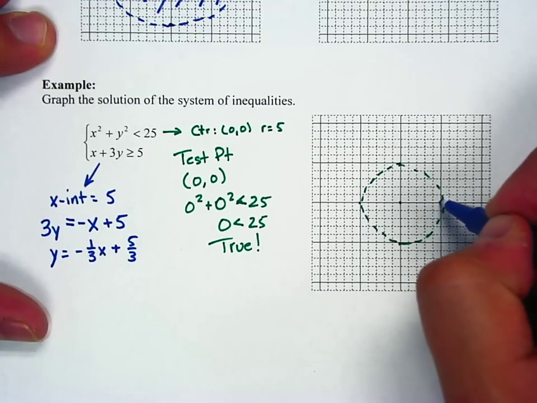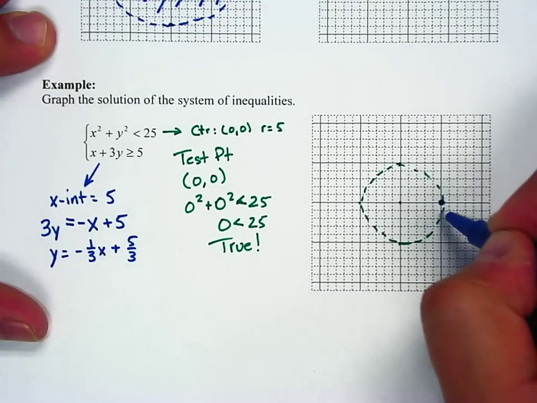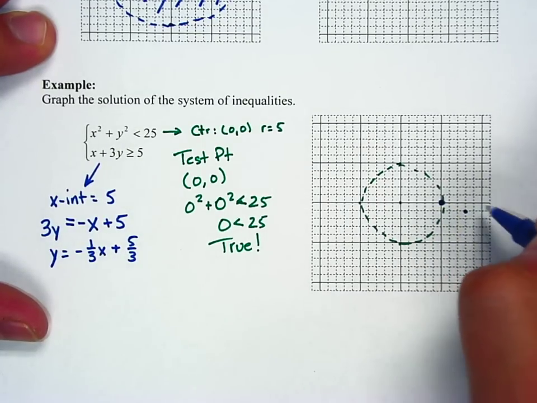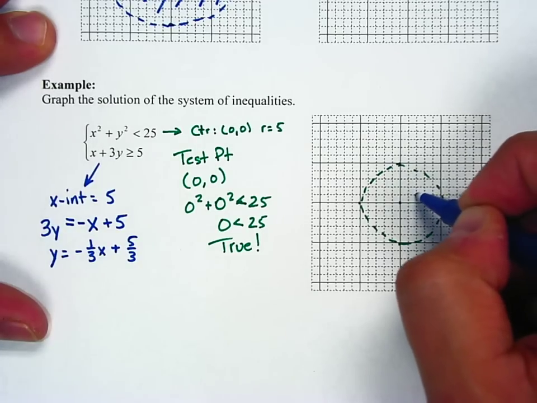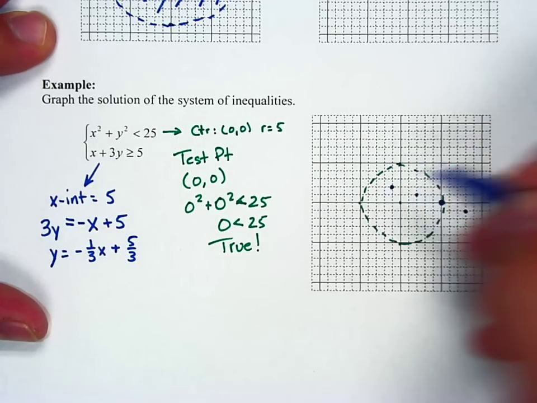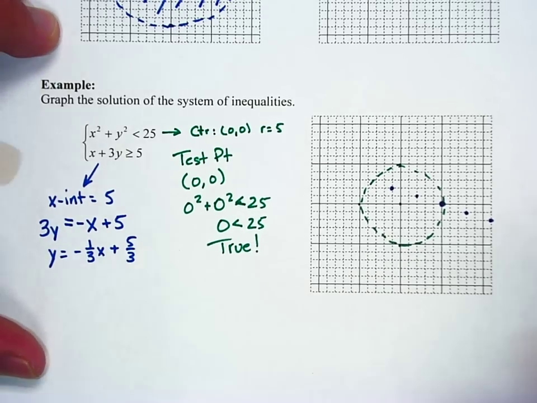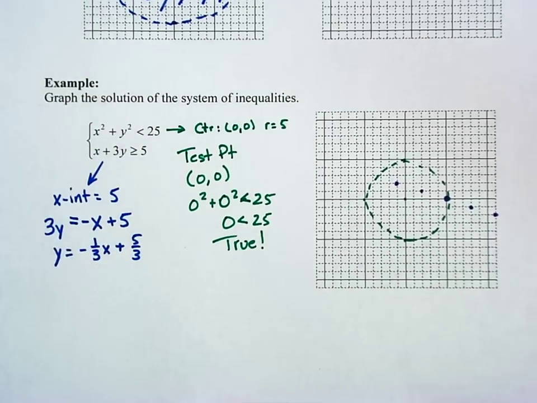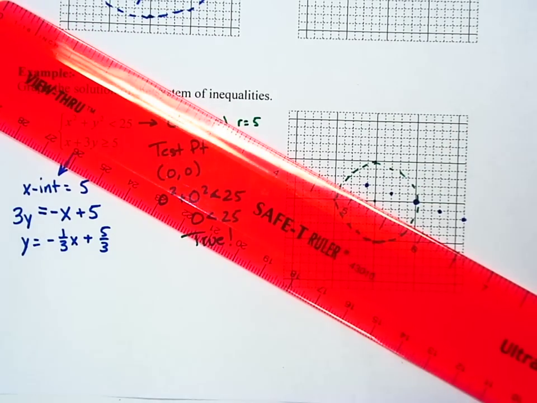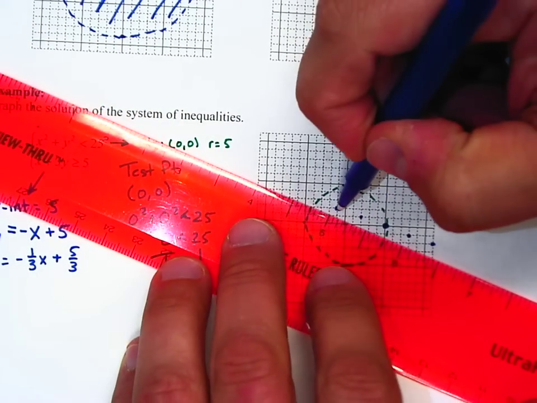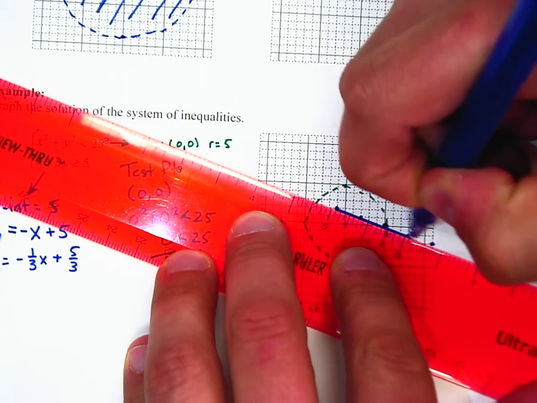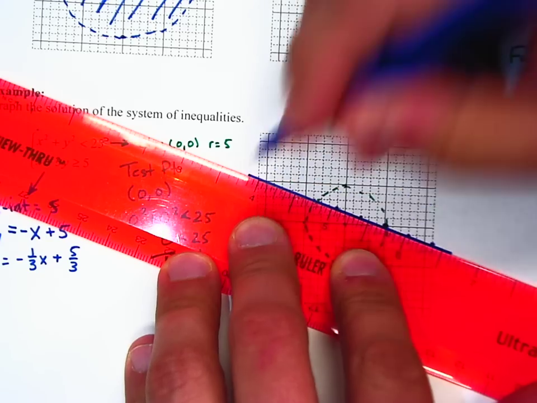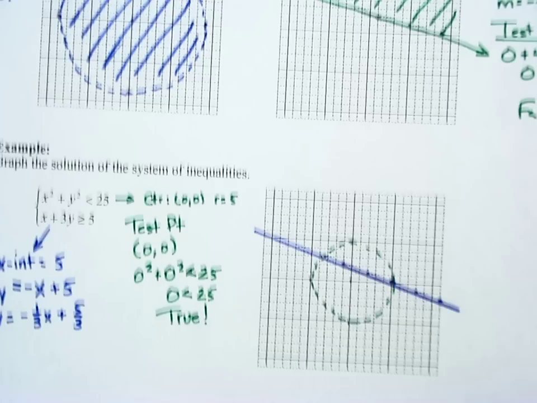So here's my x-intercept. I'm going to go down 1, right 3, down 1, right 3, up 1, left 3, up 1, left 3. So there's my line. I'm going to grab my ruler. I can use the solid line because it's greater than or equal to. And there's my line.